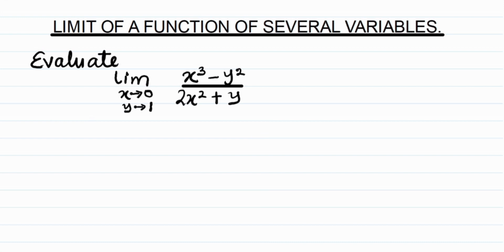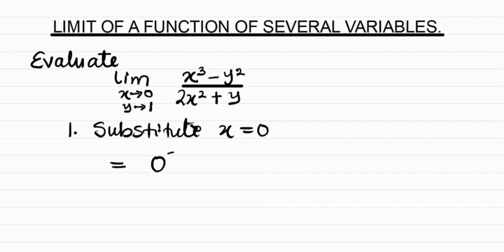So how do you solve this? The step is very simple. Your first step is to substitute x as being equal to 0 into this given function. So if you do that, what we'll get is, whenever I say x, I'll put 0. That becomes 0 cubed, that's x cubed, minus y squared all over 2x squared.